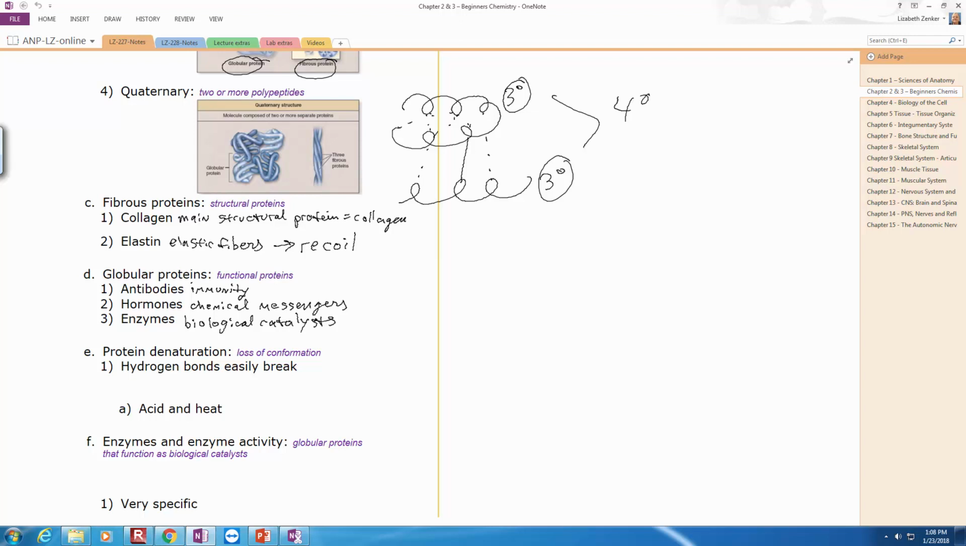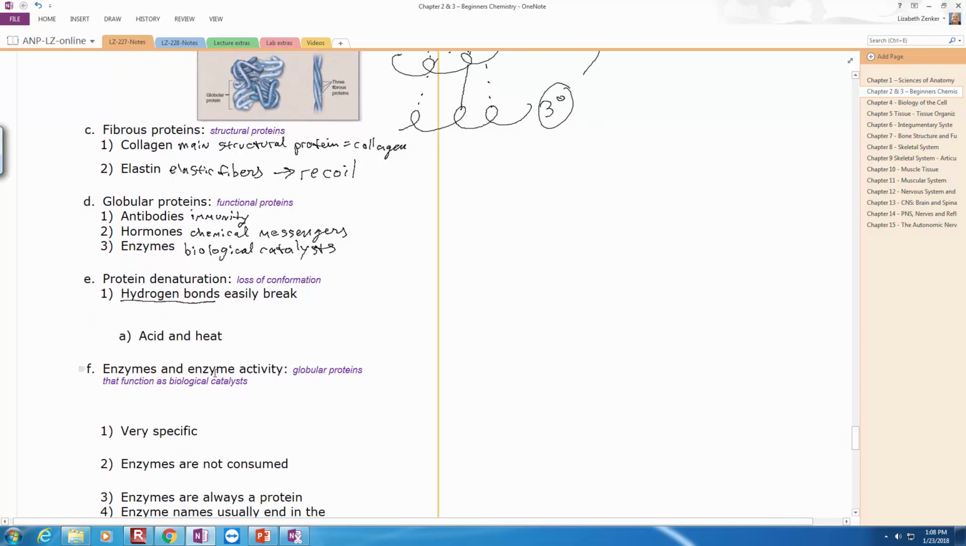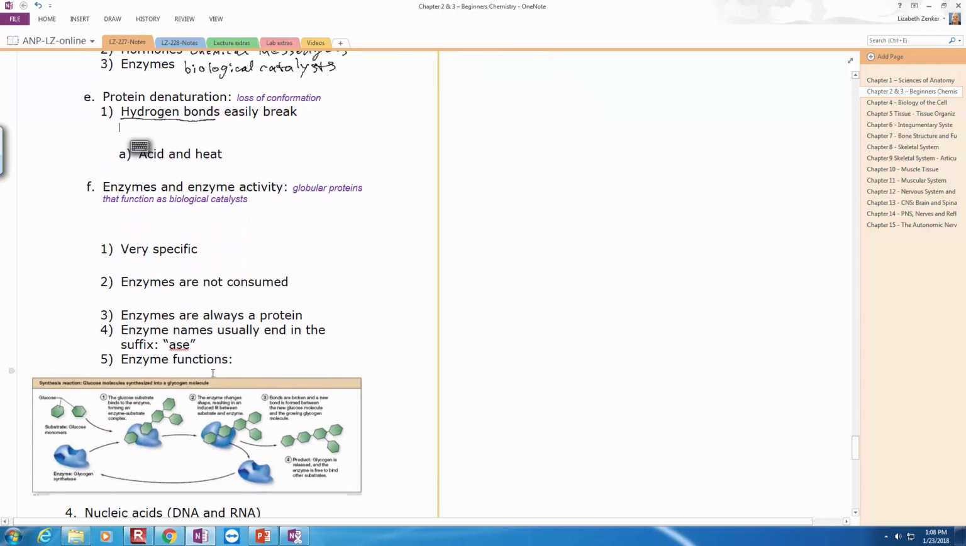So acid or heat will usually break, and what it's breaking is the hydrogen bonds. So the polarity of it. Hydrogen bonds, we said, aren't super strong, but they allow things to weakly bond together. It's still an important bonding pattern, right? But they're easy to break. So we talked about fevers already.